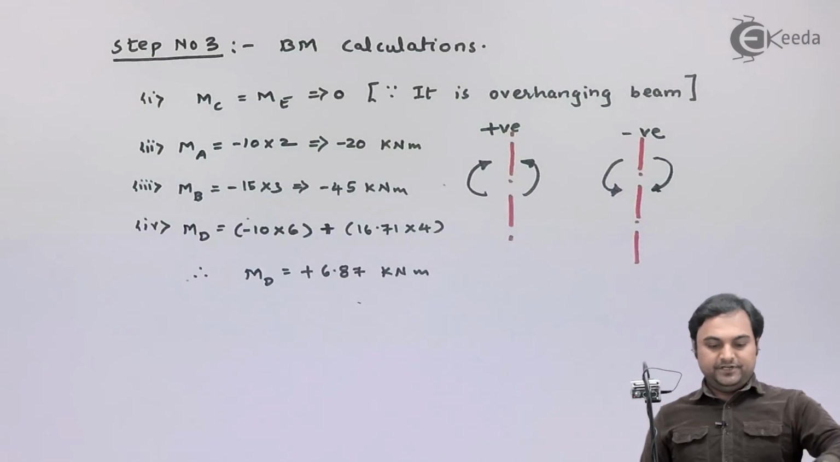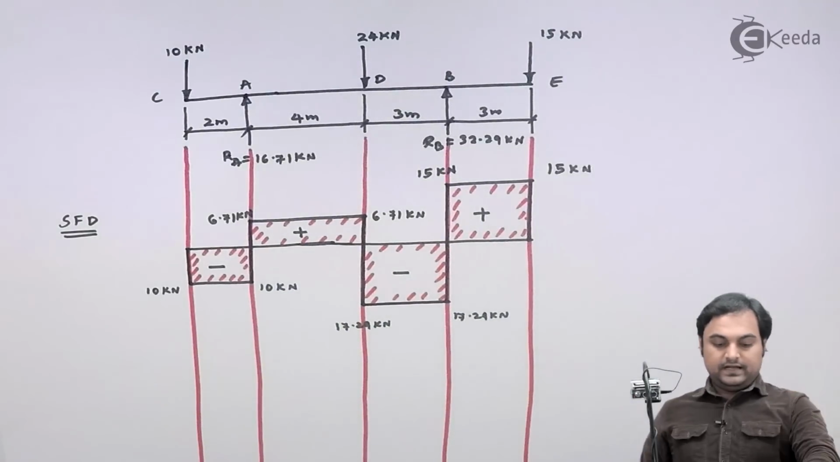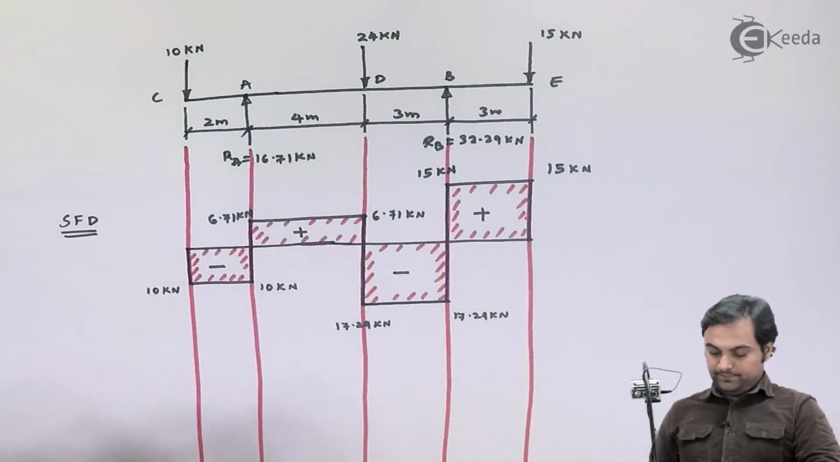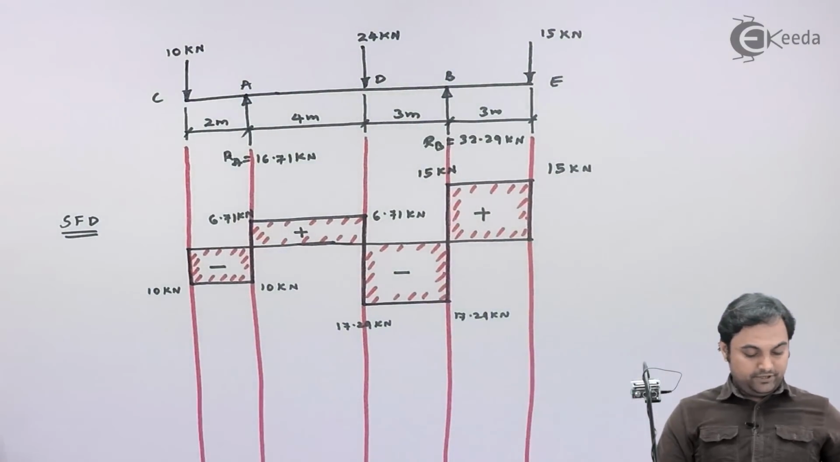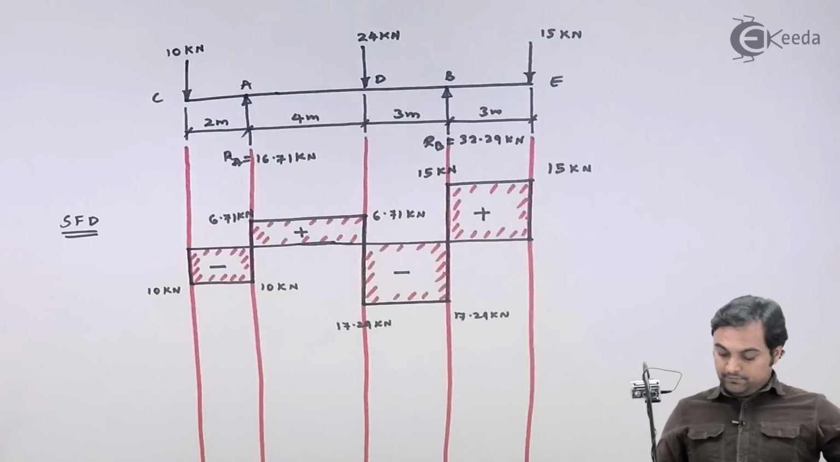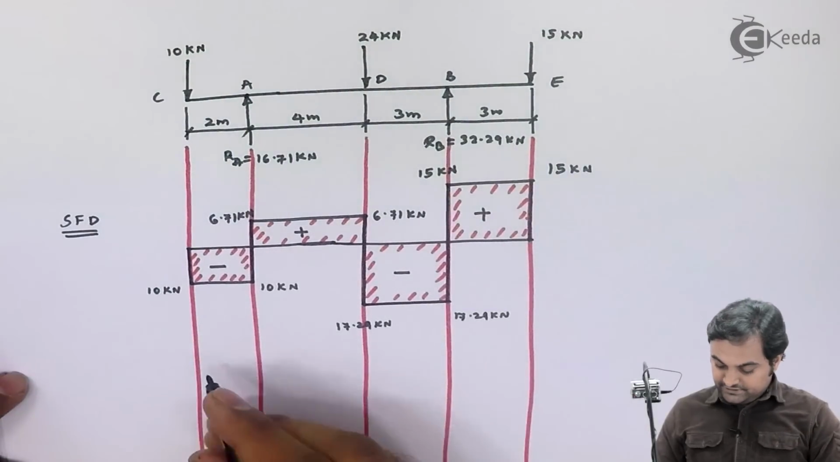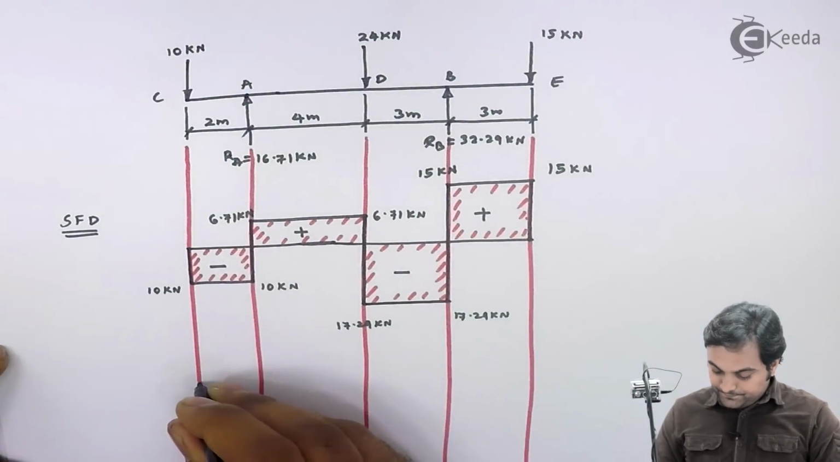So here I have found the bending moment values at each of the points. With this we can draw the bending moment diagram. At the free end, first of all, here I will be drawing a straight line, because straight line indicates the length of the diagram.